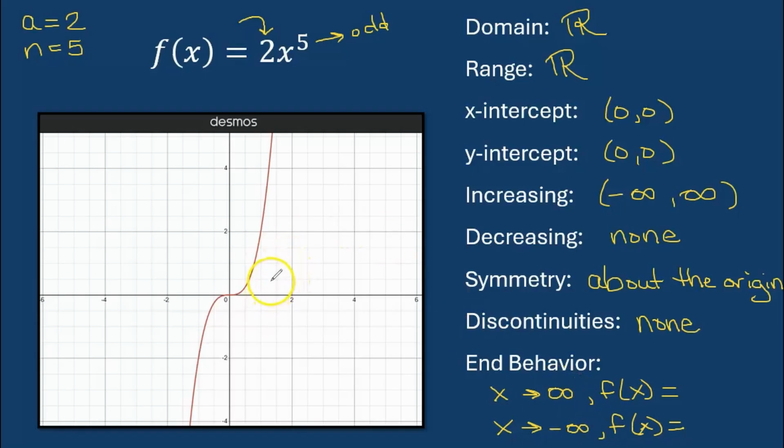So in other words, when x is getting bigger and bigger and bigger, what is the graph doing at the same time? And you can see that it's approaching positive infinity. But when x is getting smaller and smaller, what is the graph doing? And this time it's approaching negative infinity. So you'll notice that its end behavior is opposite, and that makes sense. One side's going up and one side is going down.